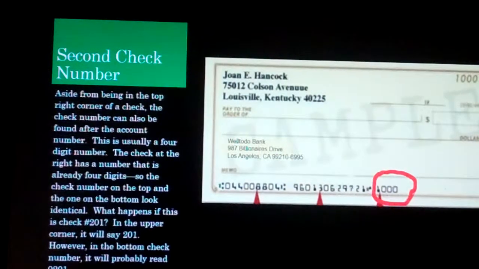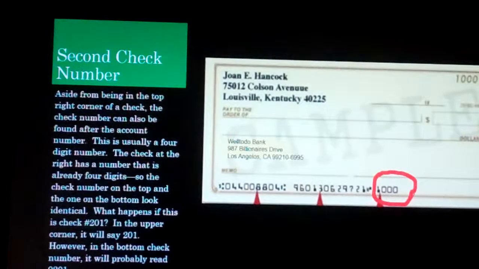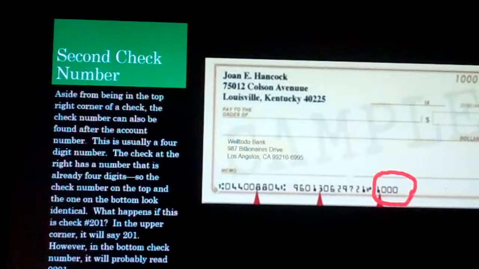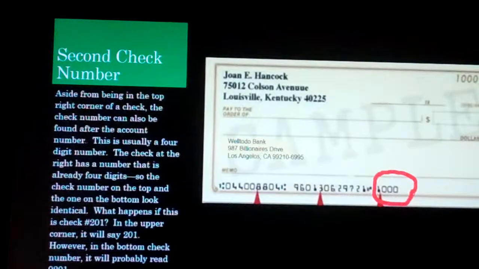Second check number. Aside from being in the top right corner of a check, the check number can also be found after the account number. This is usually a 4-digit number. The check at the right has a number that is already 4 digits, so the check number on the top and the one on the bottom look identical. What happens if this is check number 201? In the upper corner it will just say 201. However, in the bottom check number it will probably read 0201.